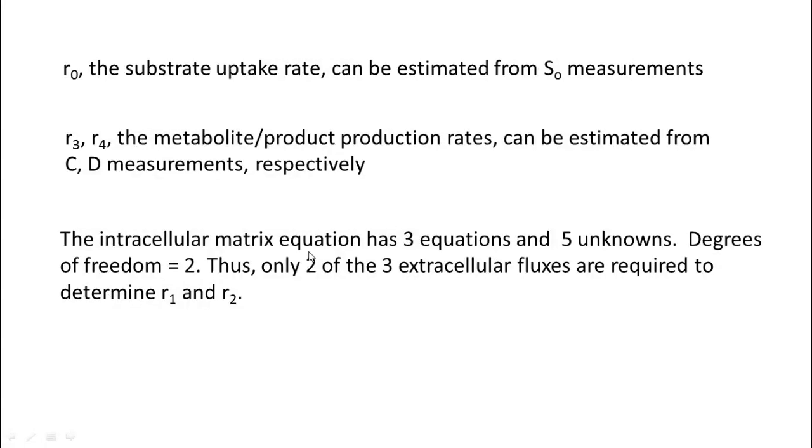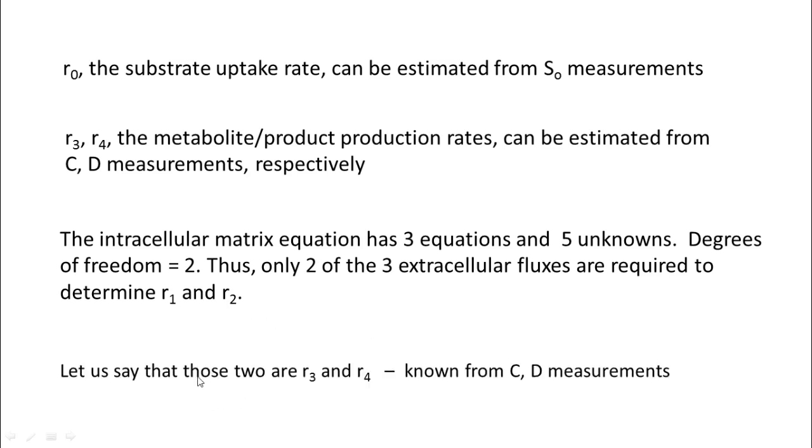The intracellular matrix equation has 3 equations and 5 unknowns, right? Number of equations, number of unknowns. You know the degrees of freedom concept. The degrees of freedom is the number of independent variables that need to be known to solve this set of equations completely. We have 3 equations and 5 unknowns, so 5 minus 3 is 2. So we need 2 of the 3 extracellular fluxes to determine R1 and R2.